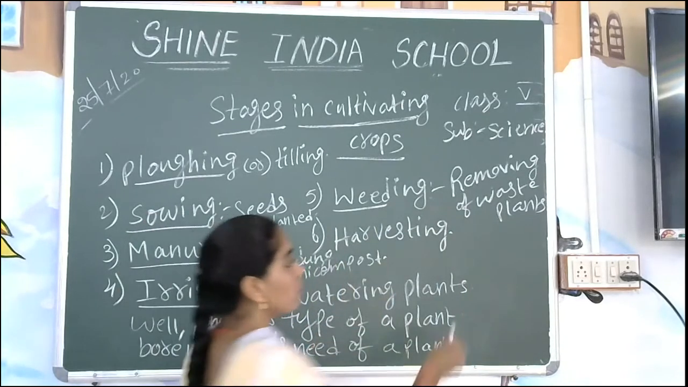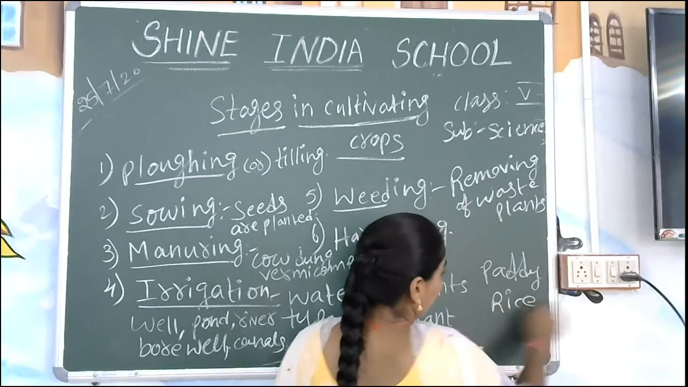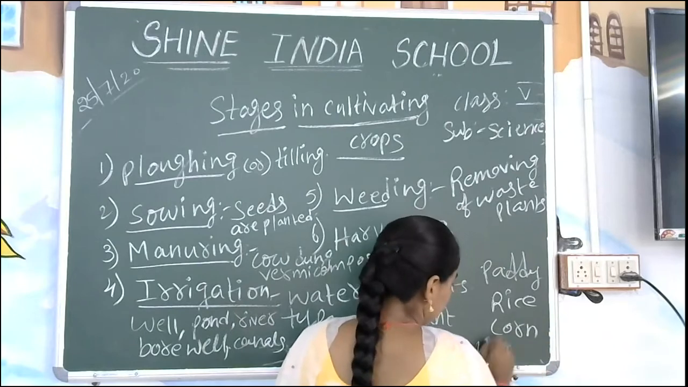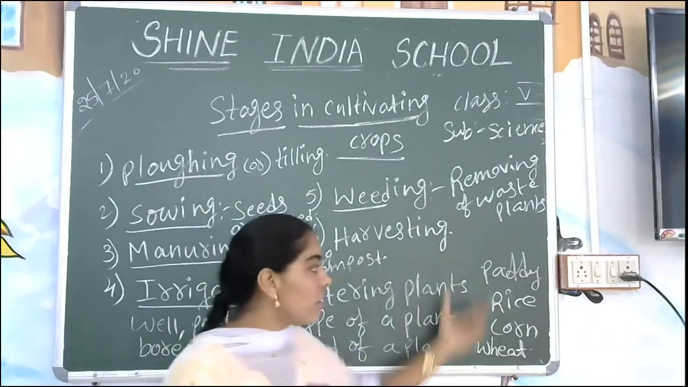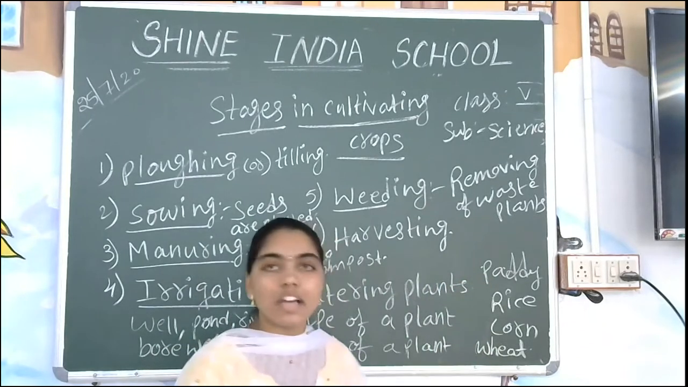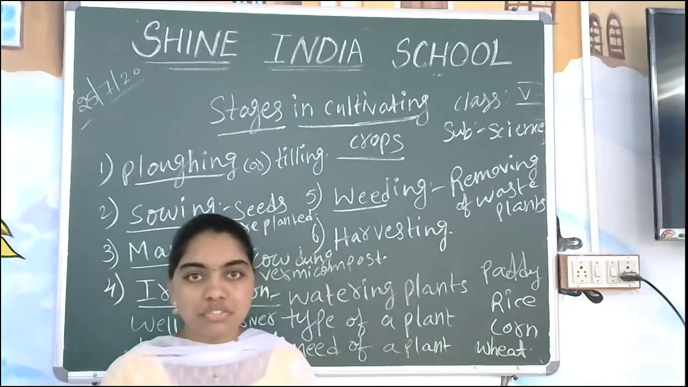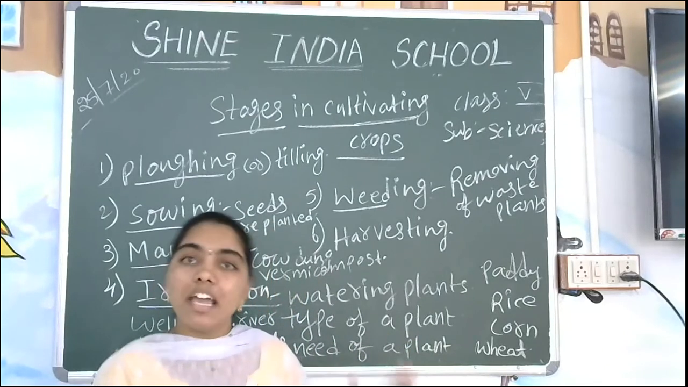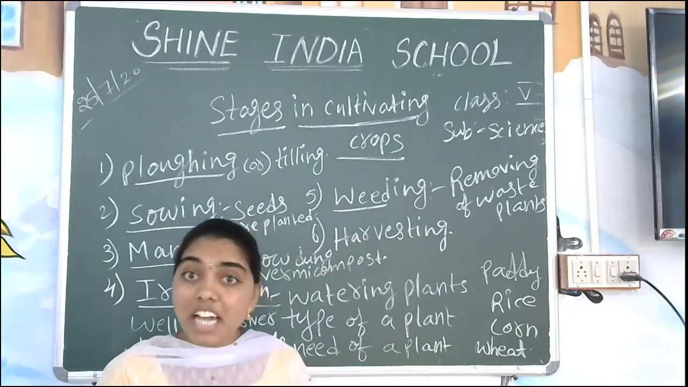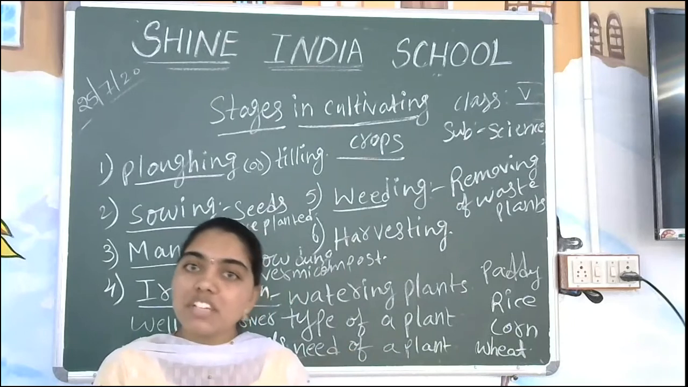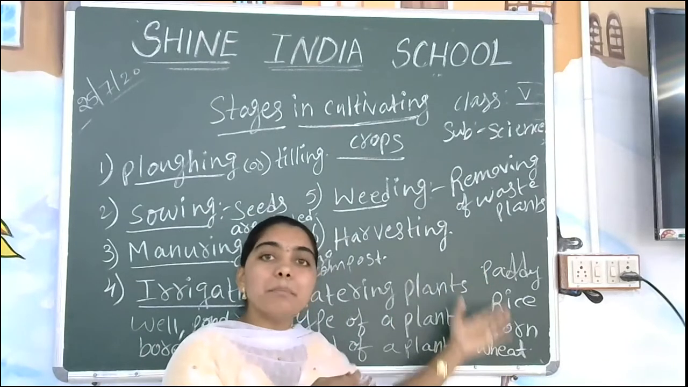If we are growing paddy, rice, corn, wheat, anything, whatever you like, you can grow. In the middle of the rice or the corn or the wheat, if you are getting some other plant which is not useful for us, that is called a weed. So what do we have to do? We have to remove the weed. Why do we have to remove it? Yes, we have to remove the weeds because they are competitive for the regular or main plant.